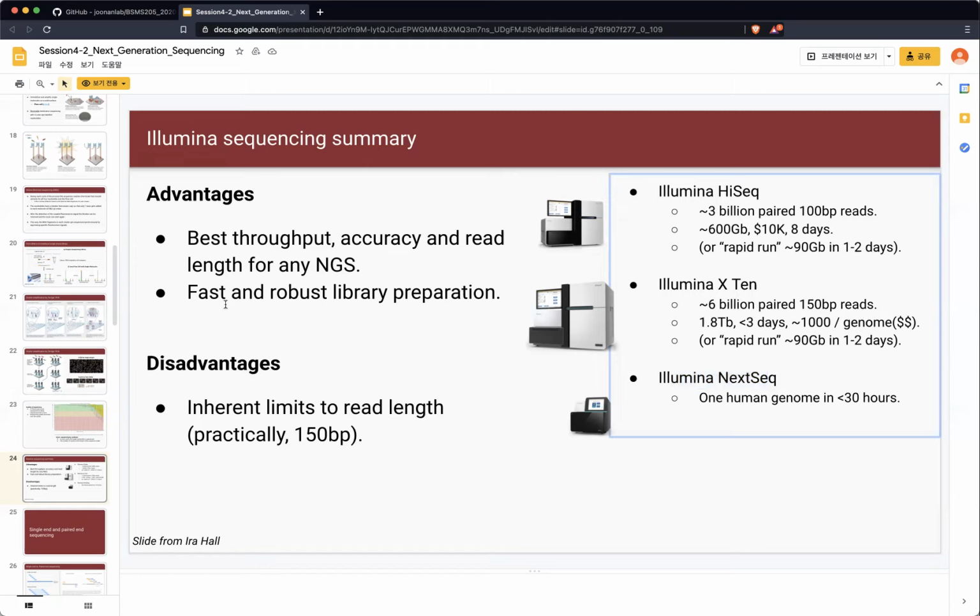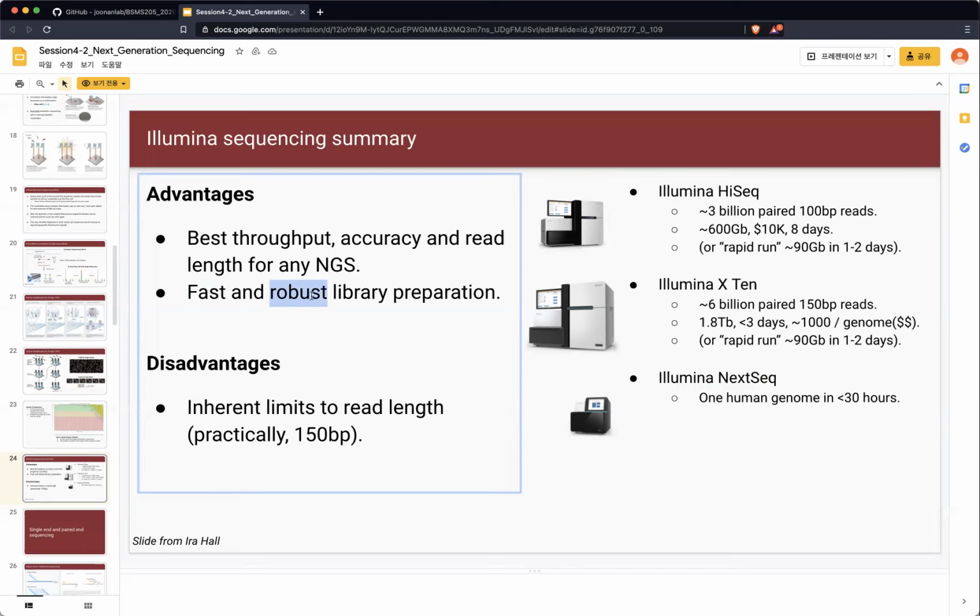Okay, so the good thing about Illumina sequencing is it has the best throughput. So you have more data, which gives you more confidence. And also you can sequence multiple samples, which wins out for research and also clinical use as well. And it has good accuracy and a good read length for NGS, not really long, but it's okay. And also very fast and robust library preparation. So fast means it's easy to make the library. So what is the robust?